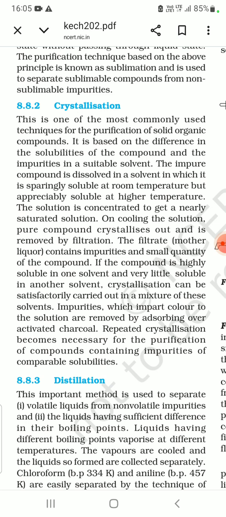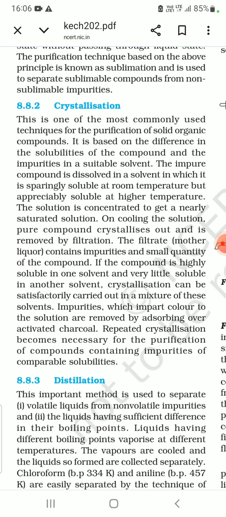And if the impure compound is dissolved in a solvent in which it is sparingly soluble at room temperature but appreciably soluble at higher temperature, then too this is used. The solution is concentrated to a nearly saturated solution, and on cooling the solution, pure compounds crystallize out. This is removed by filtration. And next, repeated crystallization becomes necessary for purification of compounds containing impurities of comparable solubilities.